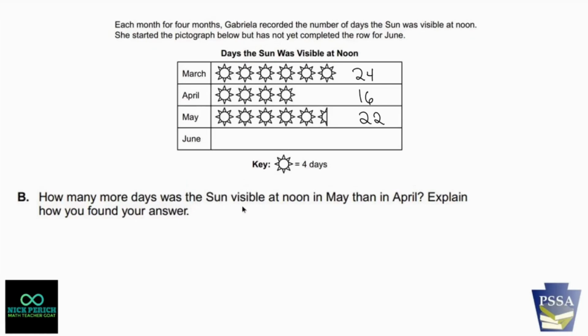How many more days was the sun visible at noon in May than in April? Explain how you found your answer. How many more days in May than April means May was 22 and April was 16. So we need to do 22 minus 16. So 22 minus 16, 2 minus 6 can't do it, so let's borrow from here and make you a 12. 12 minus 6 is 6. 1 minus 1 is nothing, so we end up with 6 more days.